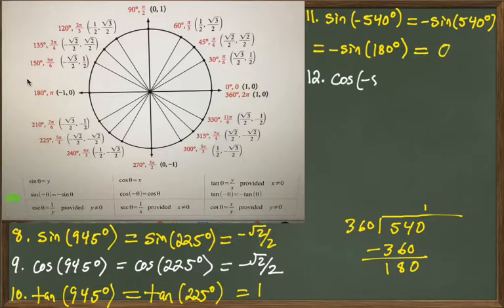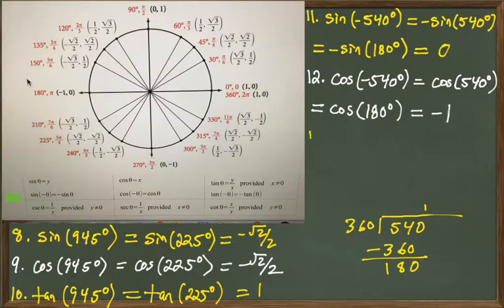The cosine of negative 540 degrees. Cosine is even, so that's the same thing as the cosine of 540 degrees. And then 540 degrees is in the same location as 180 degrees, and the cosine of 180 is -1.